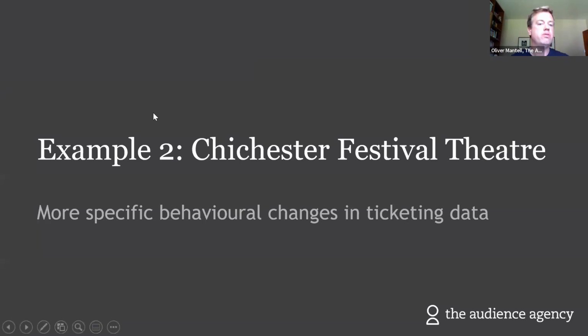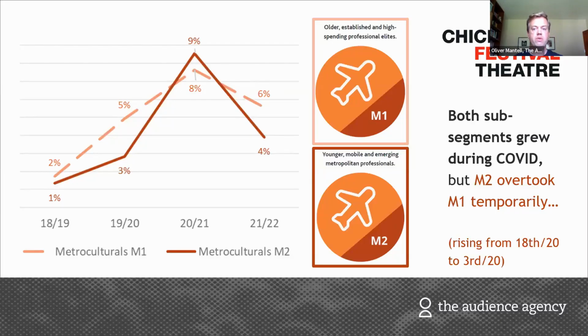Chichester Festival Theatre, for those who don't know, is based on the South Coast, and it's a very large venue, quite broad reach. But typically, as per most non-London venues, metroculturals are not insignificant, but they're not a huge part of the audience because they're so concentrated in London. So typically you'd see maybe 3-4% of the audience being metroculturals. And that was the case pre-COVID.